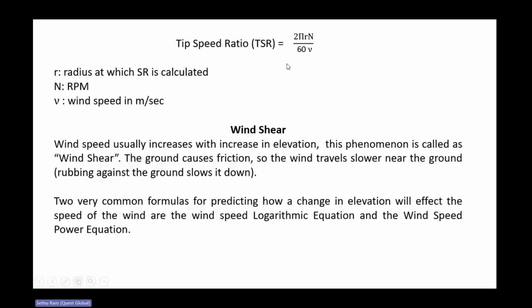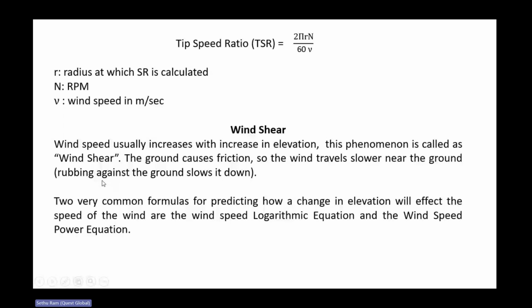And the next topic is wind shear. Wind speed usually increases with the height, with elevation. This phenomenon is called wind shear. Means on the ground, whatever air we get is very low speed. If we increase our altitude, the wind speeds will be higher. Okay, so that phenomenon is called wind shear. The ground causes friction, so the wind travels slower near the ground, rubbing against the ground. The wind speed will get slowed down.